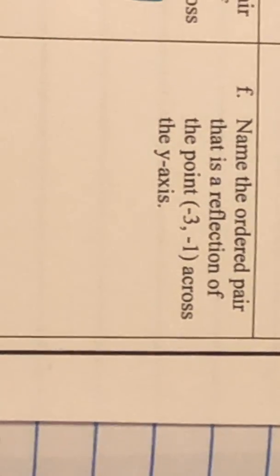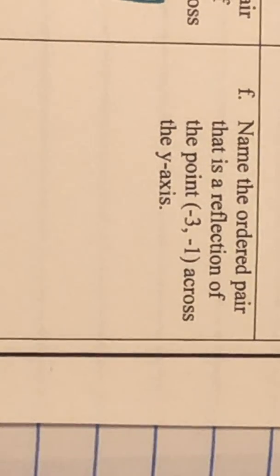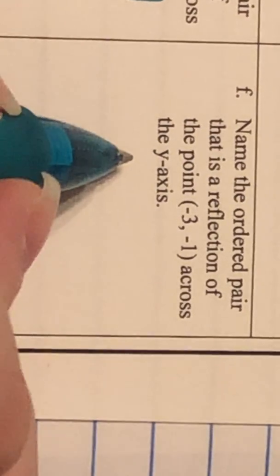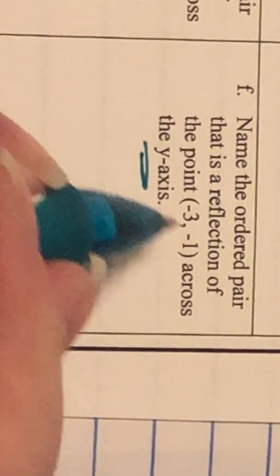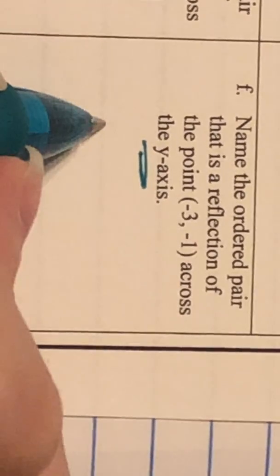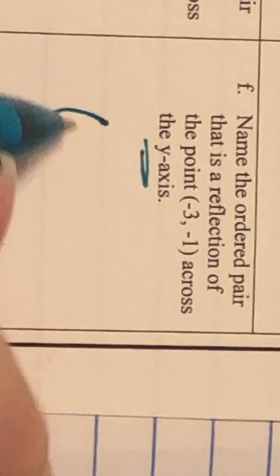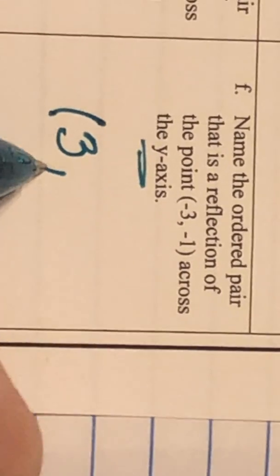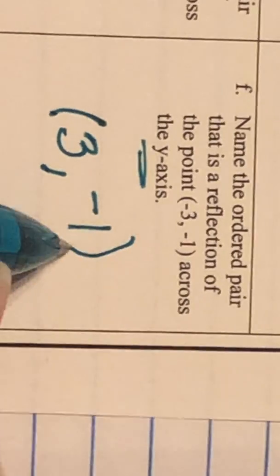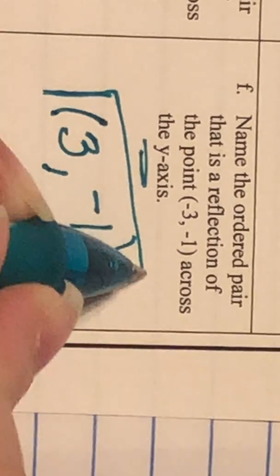Letter F says name the ordered pair that is a reflection of the point -3, -1 across the y-axis. So now my x value changes, it's the opposite, and my y value stays the same. So I get 3, -1.